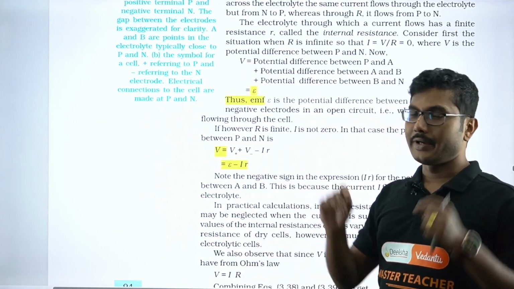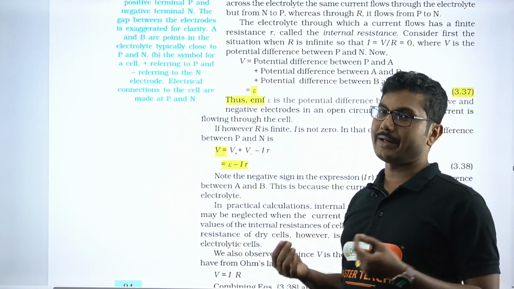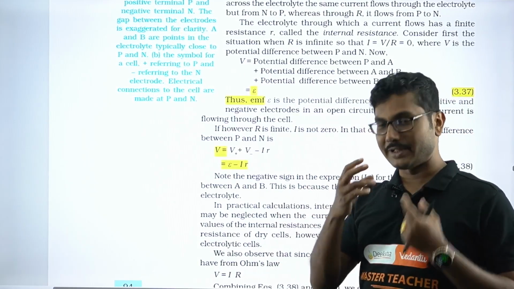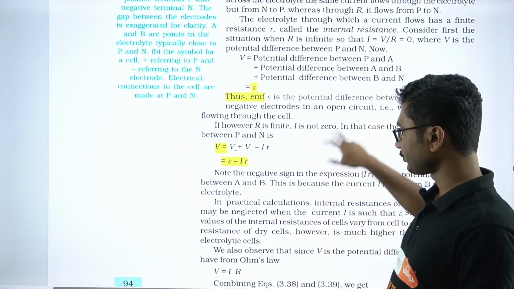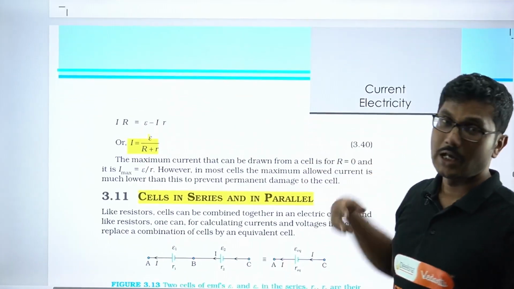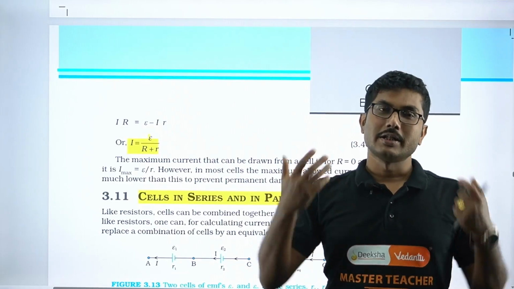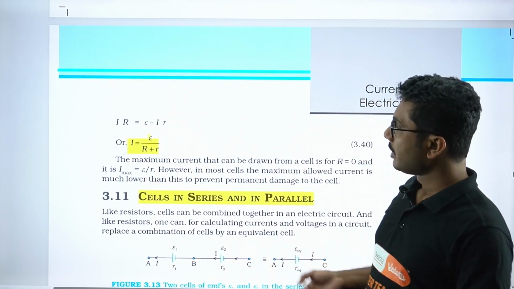That's why when you try to measure the voltage of a battery, you don't get the exact value that is mentioned outside the battery. This is the terminal voltage. Based on how much current you are drawing, the terminal voltage will vary, right?